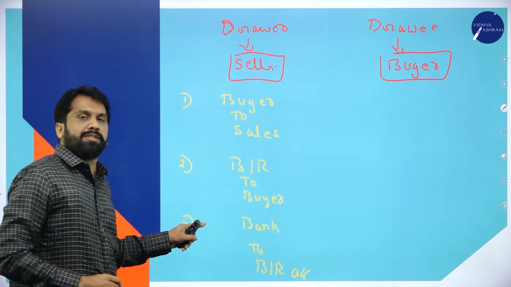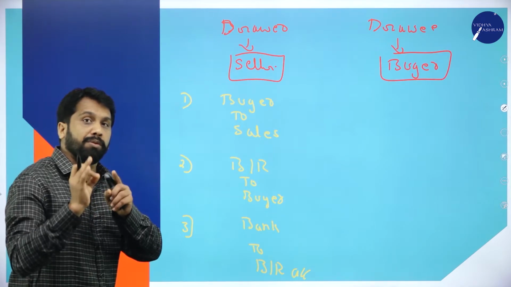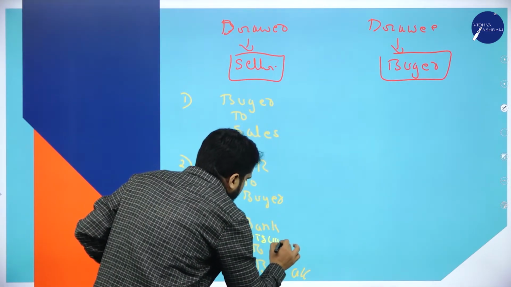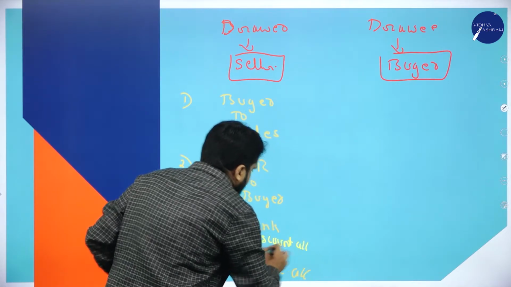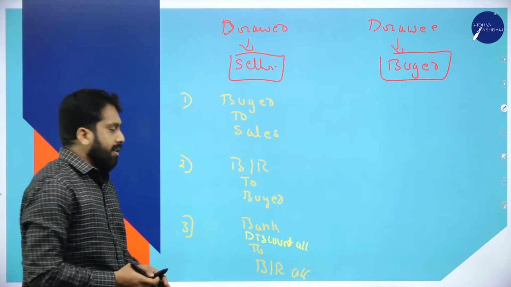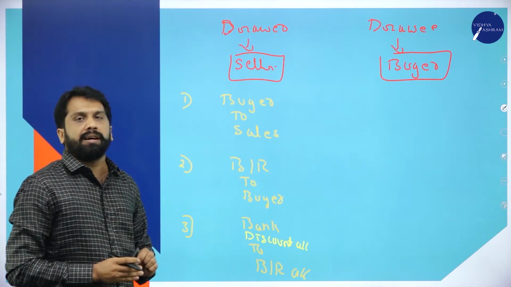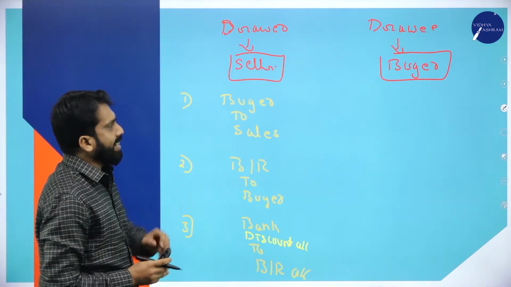This was the normal journal entry, but we'll add one more. What is that one more? Discount account. This is the new thing. Other than this, everything is same. Hope you understood. Now we'll go for the next one.